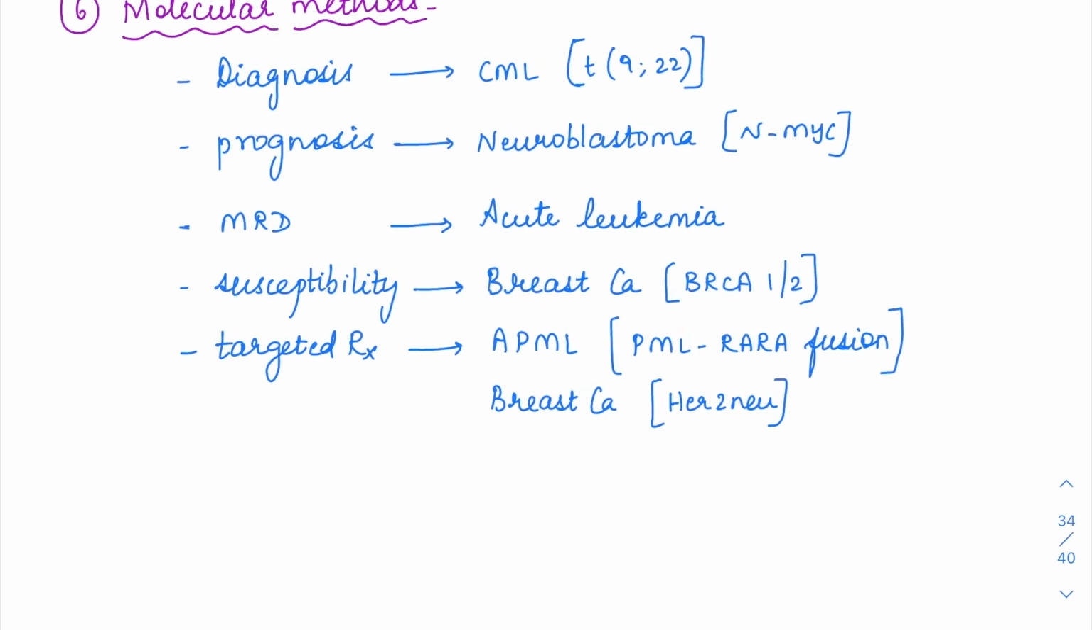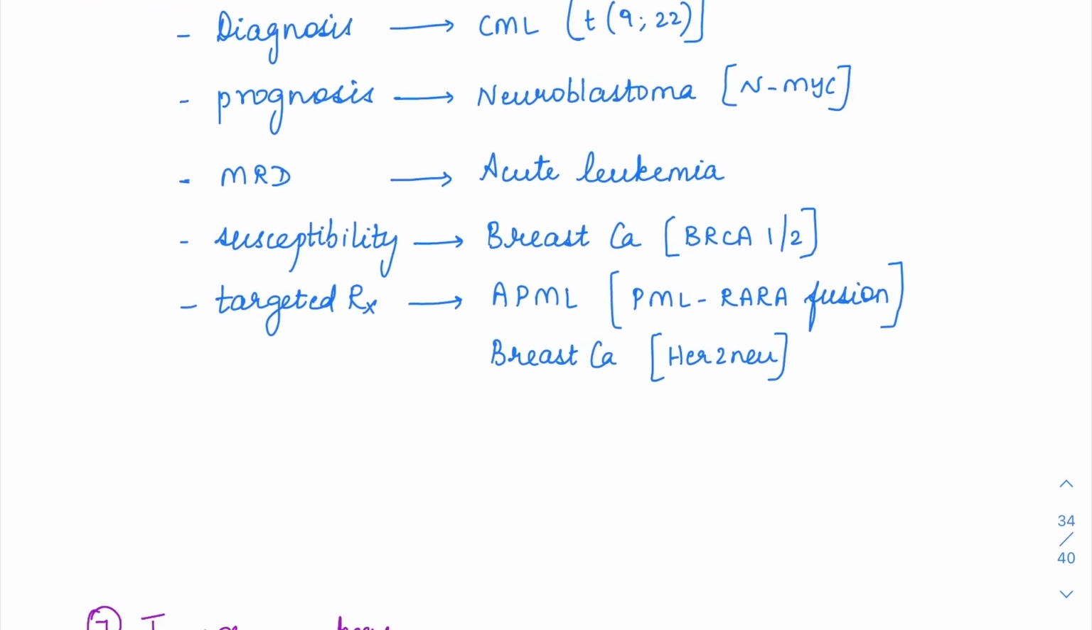Then minimal residual disease, so MRD. For acute leukemia, post treatment you have to check whether it has responded or not, and whether there are any tumor cells left in the body. For that you will have to check with the molecular methods only, because a very small number of tumor cells will be there. So only with the help of molecular methods can you identify the minimal residual disease.